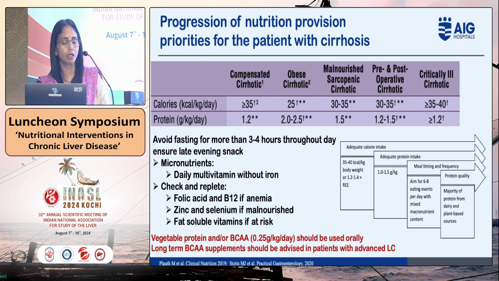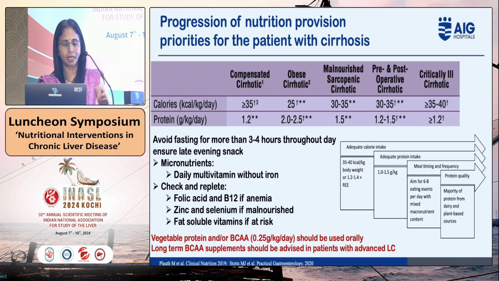Multivitamin advice can be given, and of course folic acid and B12 if anemia is present. The most important factor is the trace elements, zinc and selenium, which become important to give because most of them are malnourished. The presence of dysgeusia is another thing which could indicate that they have zinc and selenium deficiency.